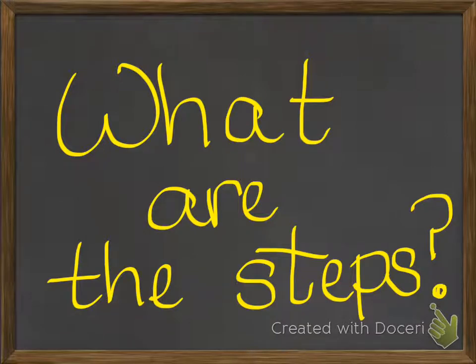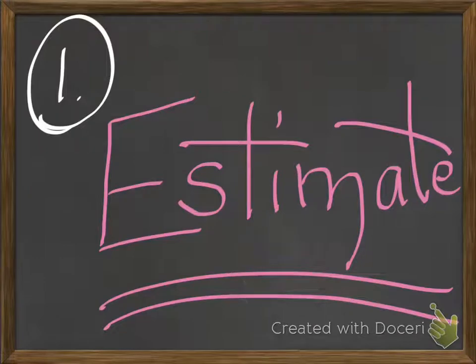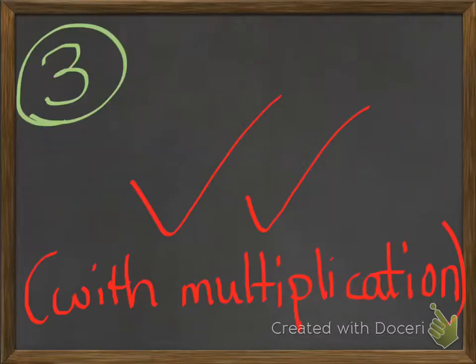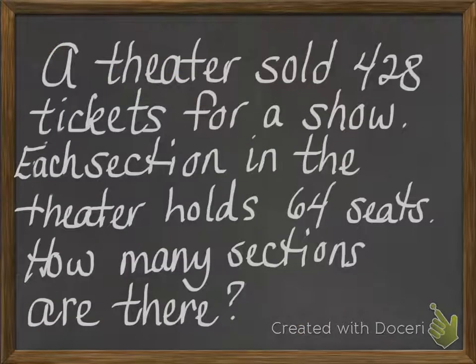The steps for dividing these big numbers are, first we need to estimate. We're going to use compatible numbers to estimate an answer first. That's going to give us a starting point. Then we're going to actually divide, and after we do the division, we're going to double check using multiplication. Let's get started. Here's our first problem.